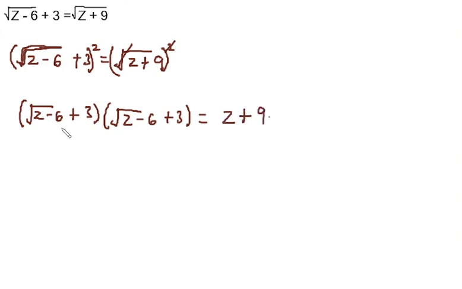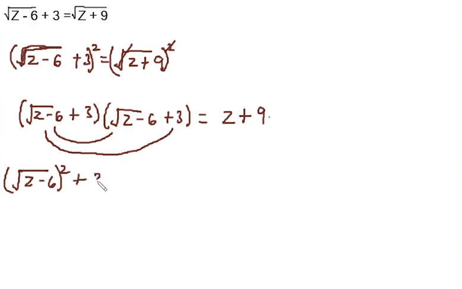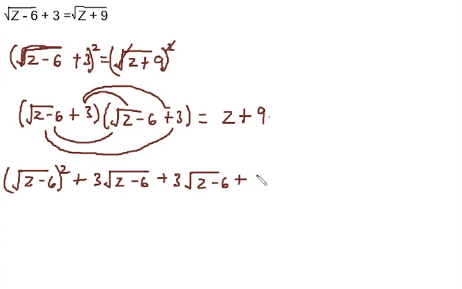If I'm multiplying these two brackets together, this is the square root of z minus 6 times the square root of z minus 6, so this is the square root of z minus 6 squared. Then for the next one, I'm multiplying the square root of z minus 6 by 3, so this is plus 3 square root of z minus 6. And then for the next, I'll be doing 3 times the square root of z minus 6, so this is plus 3 square root of z minus 6. And then for the next one, I'll be doing 3 times 3, so this is plus 3 squared.